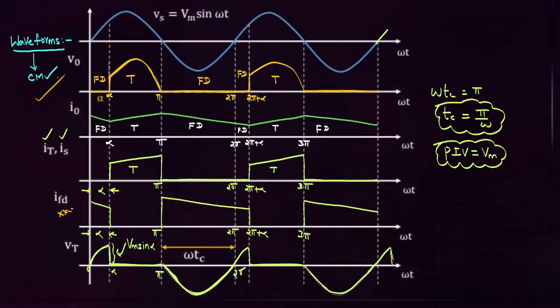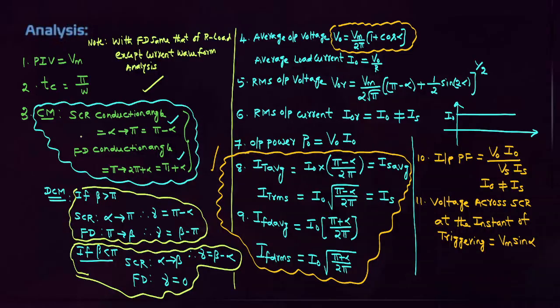This is the freewheeling diode current waveform. This is the thyristor current or source current waveform. This is the voltage across the thyristor, the thyristor voltage waveform. Mainly, conduction angles you have to concentrate. Peak inverse voltage Vm, circuit turn off time pi by omega.